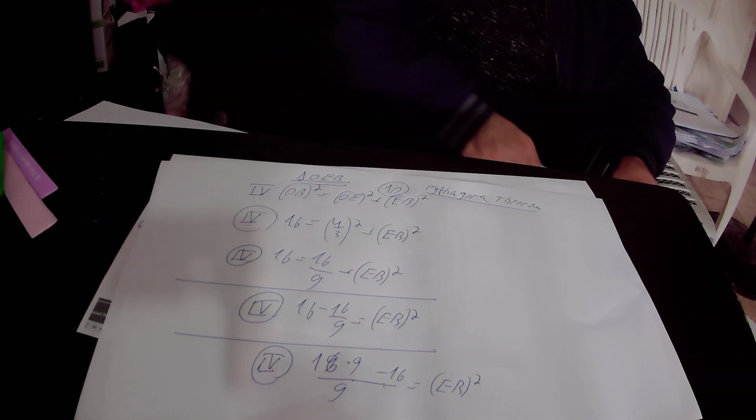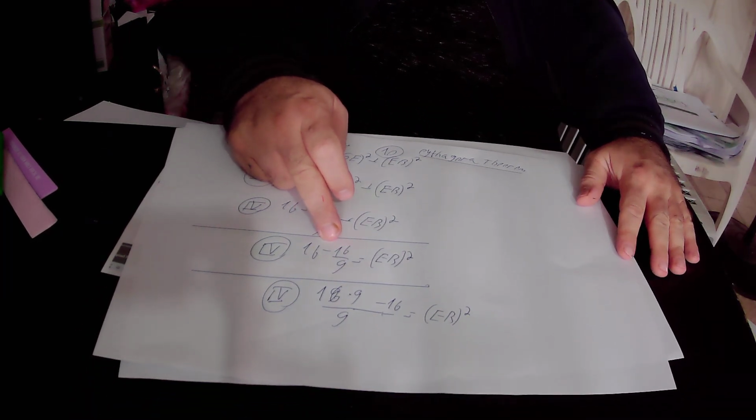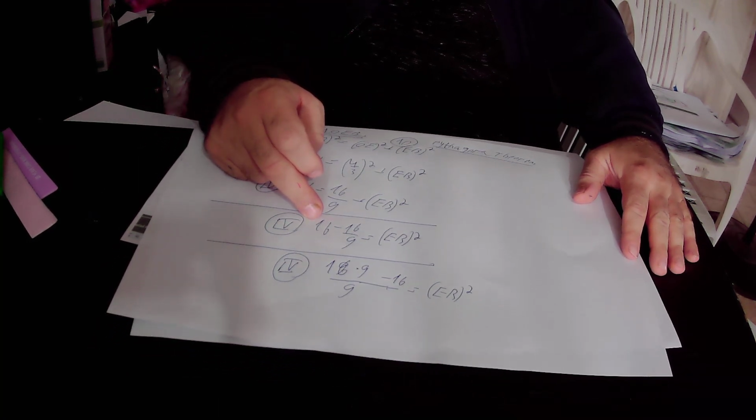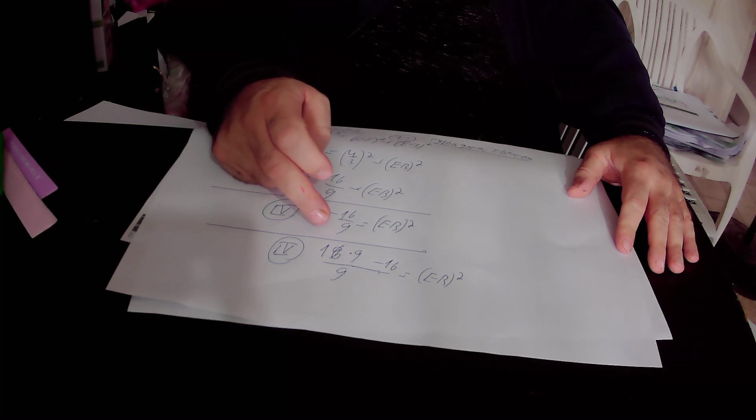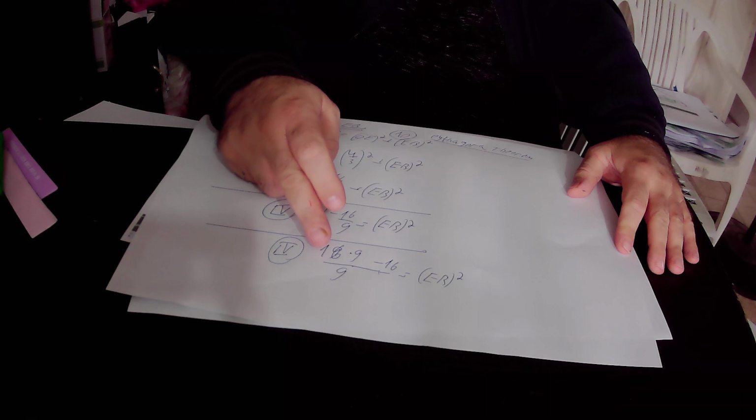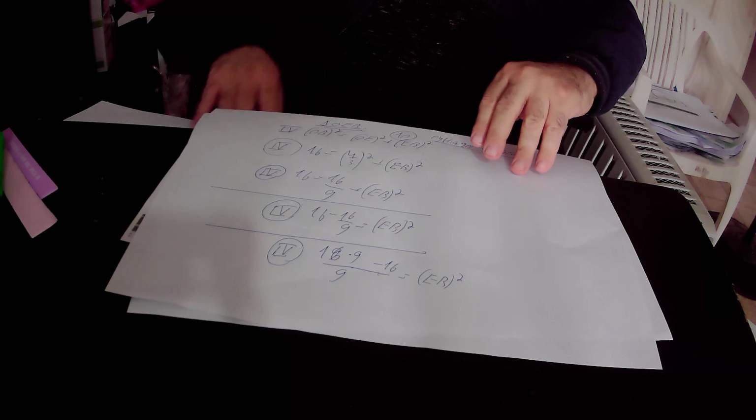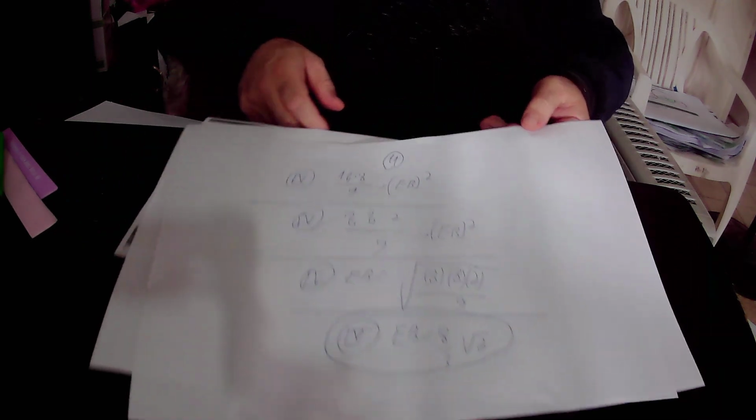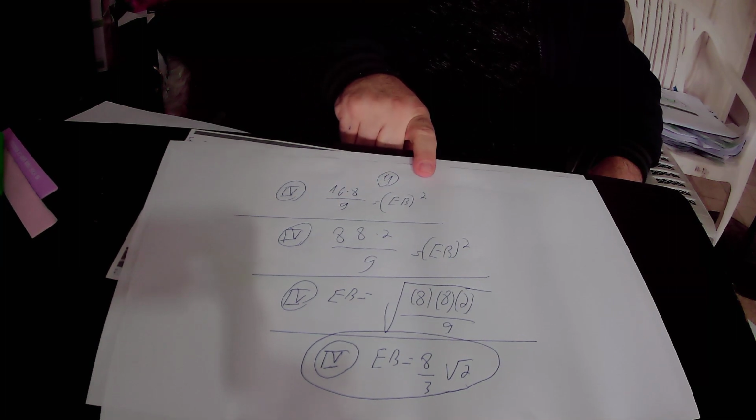We subtracted 16 over 9 from equation number 4, and we got that 16 minus 16 over 9 equals EB squared. Here we multiplied 16 by 9 and then divided by 9 in order to have a common denominator with 16 over 9, and we got 16 times 9 over 9 minus 16 over 9 equals EB squared. 9 times 16 minus 16 is 8 times 16. So 8 times 16 over 9 equals EB squared.